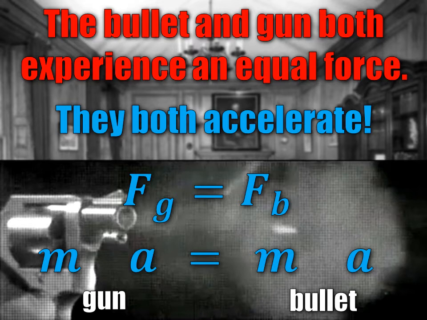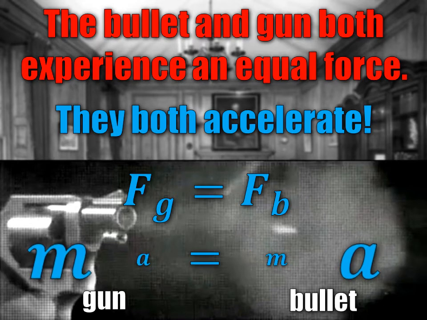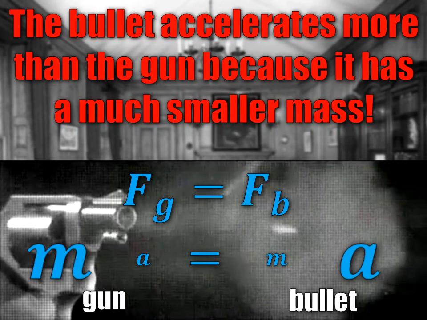So if we substitute in large and small mass, notice that the accelerations have to balance so that the forces stay equal. So a large mass of gun, or a lot of inertia in the gun, gives it a small acceleration. But the same force on a small mass gives a huge acceleration. So the bullet goes flying with extremely high speed because it has a greater acceleration due to its smaller mass. The forces are equal, but the masses were not, and that's what contributes to the difference in motion. The bullet accelerates more than the gun because it has a much smaller mass.